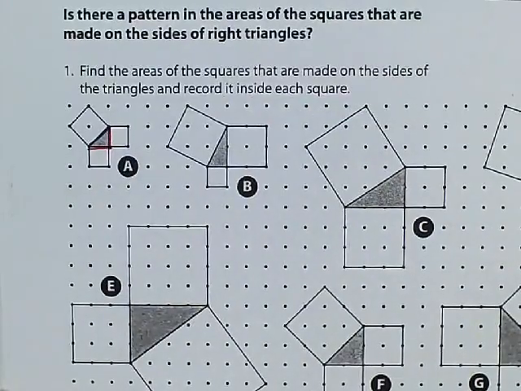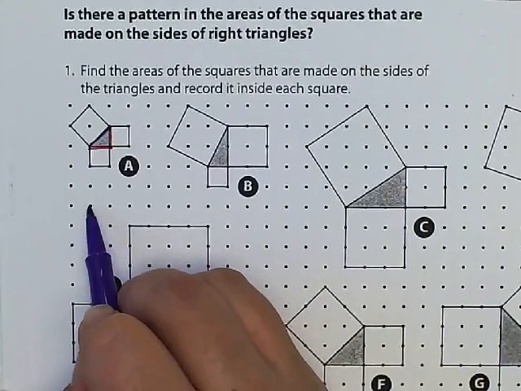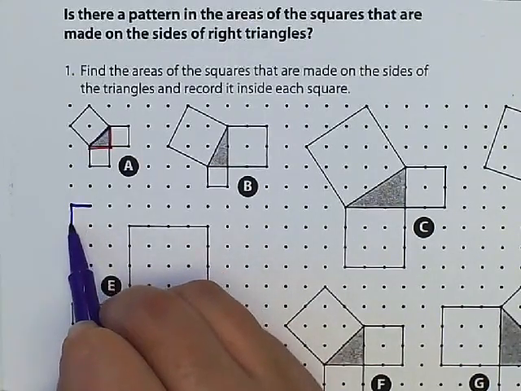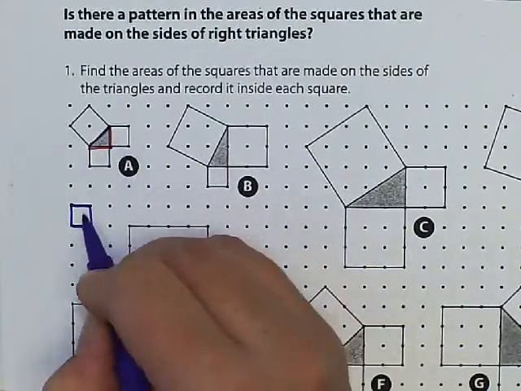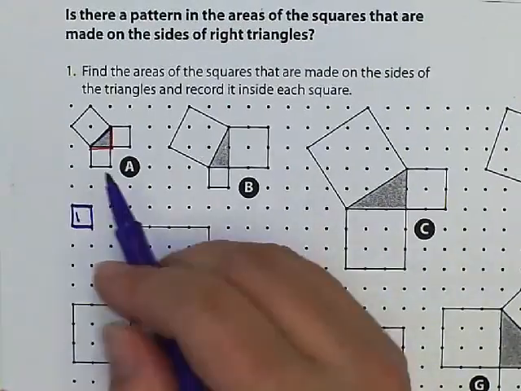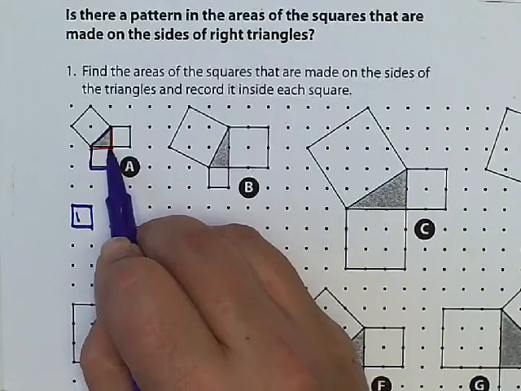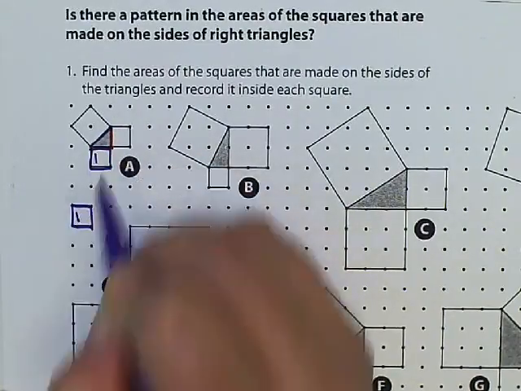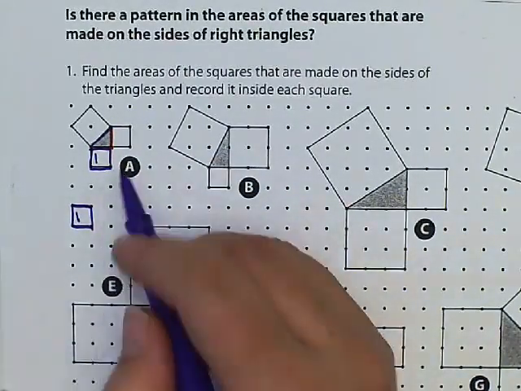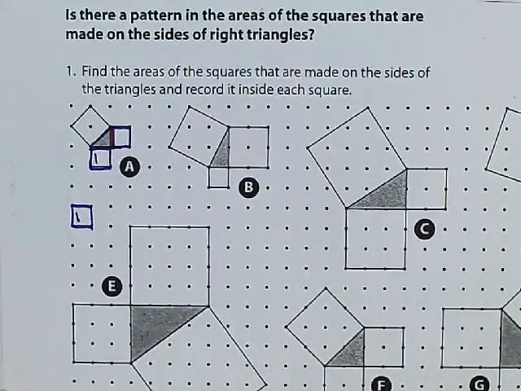So let's go ahead and look at the areas. So if you look here on the grid, anytime you have a box that connects, this is 1 unit square. Okay, so we're going to find the area of all of these boxes. So if you look at A, right here I have 1 square. So the area of this would be 1. Then I have another square, and the area of this square would be 1.